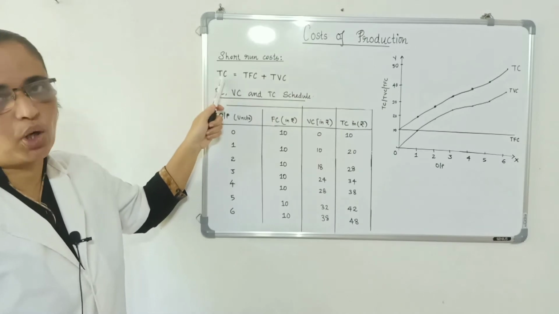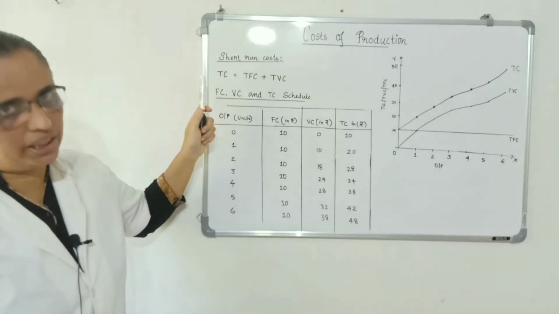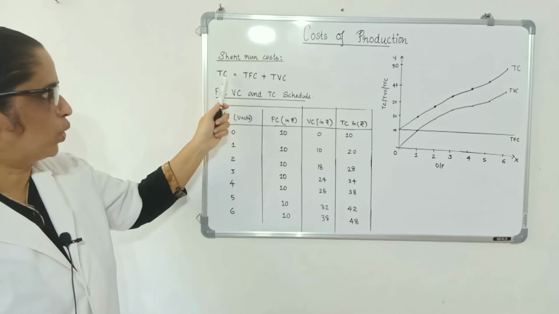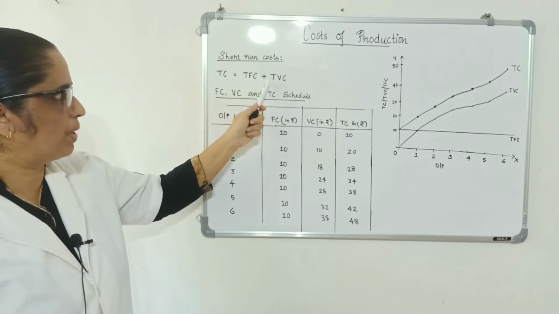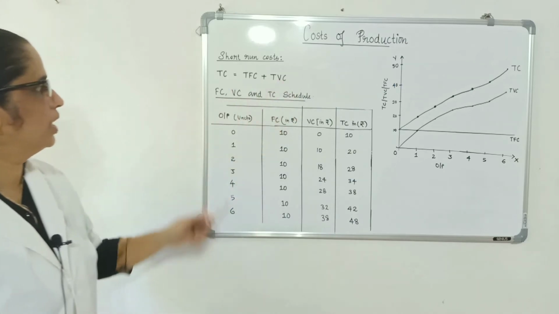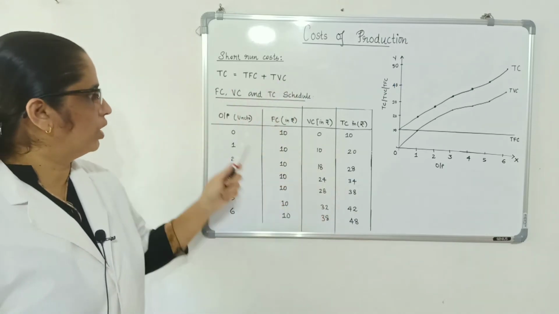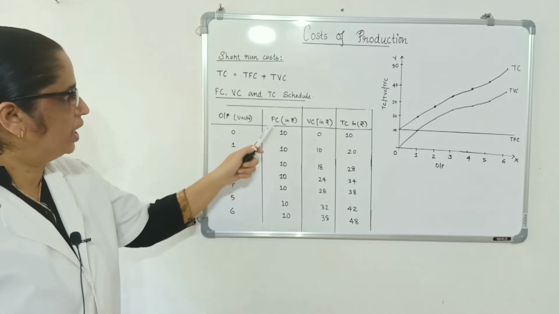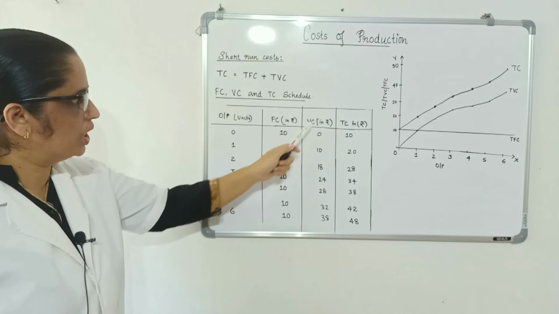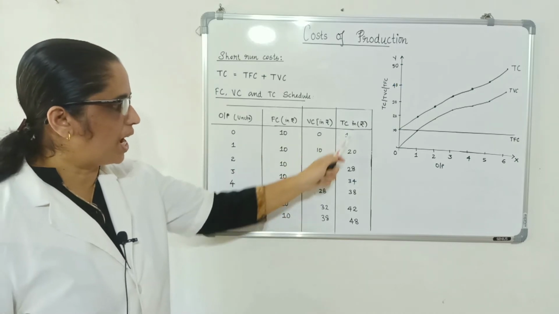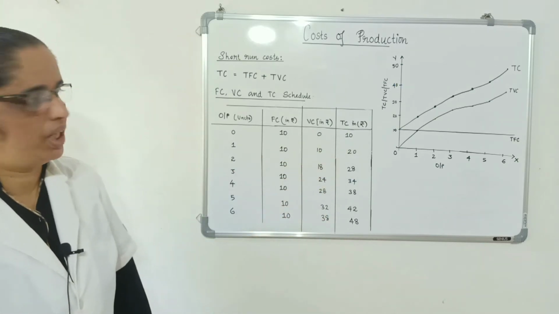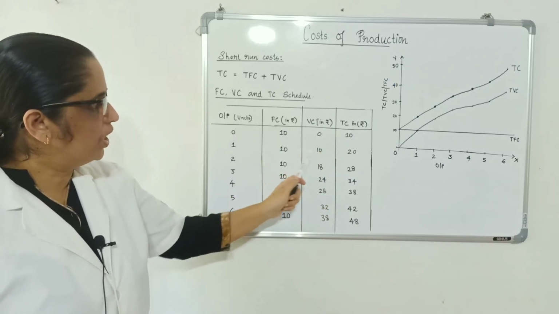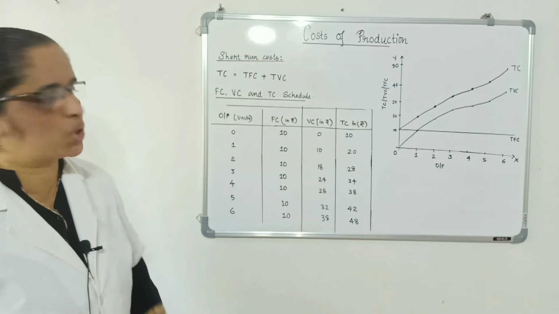Total cost is the sum total of costs incurred by the firm to produce goods and services. Total cost is equal to total fixed cost plus total variable costs. So, schedule. First column, output in units. Second column, fixed cost. Third column, variable cost. Last column, total cost. As you know, total cost is the sum of fixed cost and variable cost.